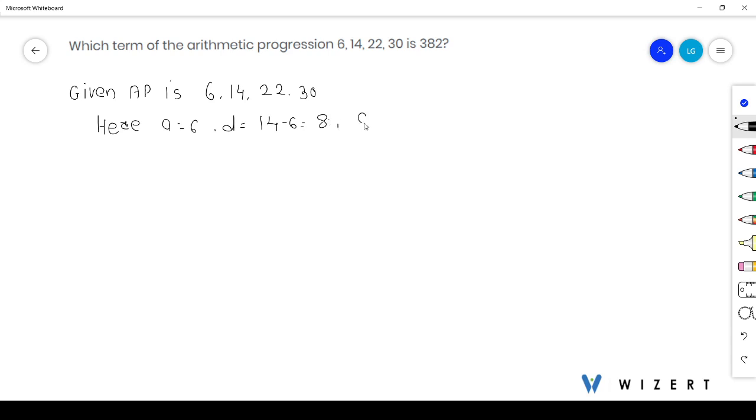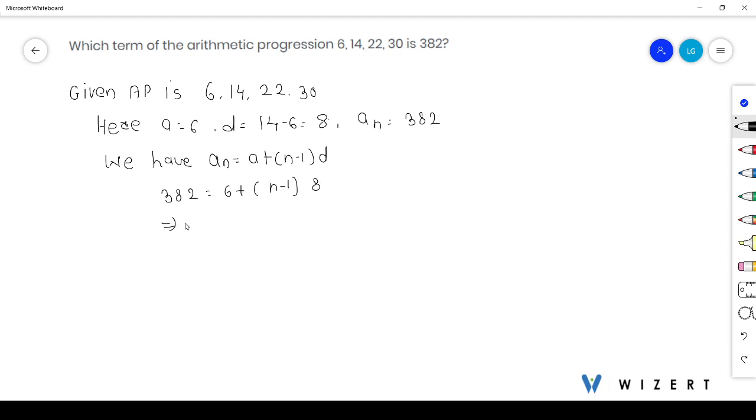And AN is 382. Now, place the above values in the equation. AN equals to A plus N minus 1 into D. So 382 equals to 6 plus N minus 1 into 8.